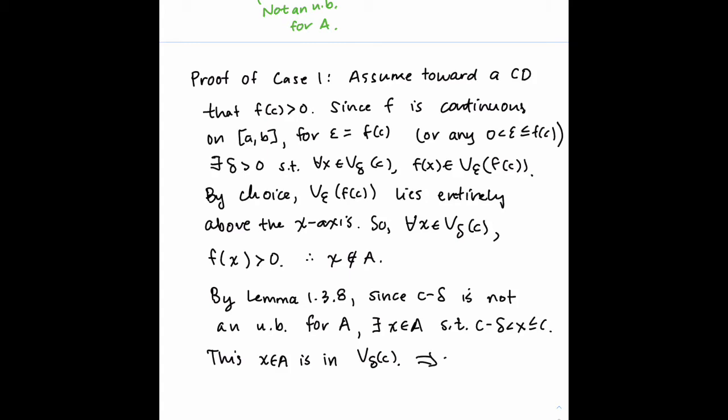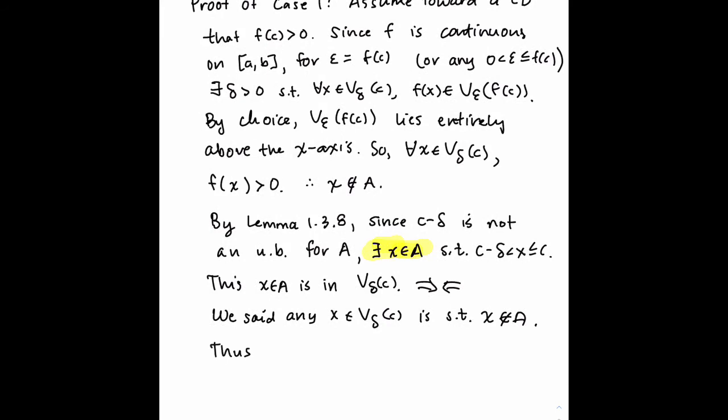So here we have a contradiction. We said any x in V delta of c is such that x is not in A. We just got done saying we're supposed to have an x that is in A, but we already said that's not possible. So therefore, I know that if I look at f of c greater than 0, that statement is false.